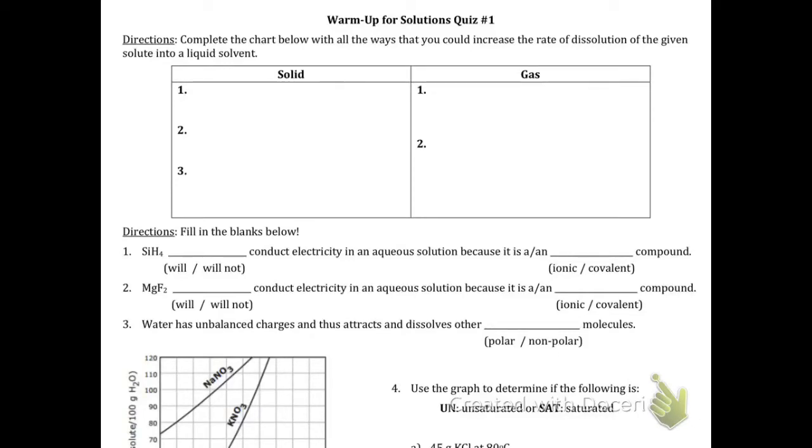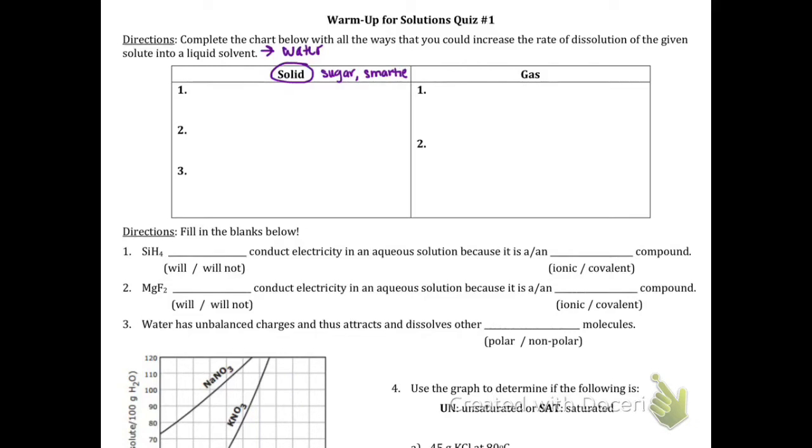All right, so this is the warm-up for Solutions Quiz 1. The first question says to complete the chart below with all the ways that you could increase the rate of dissolution of the given solute in a liquid solvent. Okay, so just to remind yourself, when you think of a solid dissolved in a liquid solvent, for example, our most famous liquid solvent is water. You can think of sugar in water, or if you did this in class, think about the Smartie in water. How can we make those things dissolve faster in water?